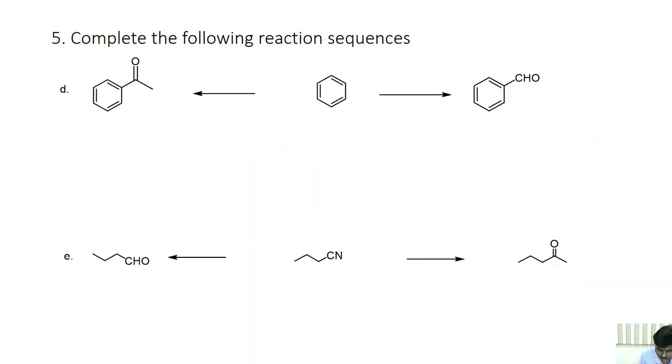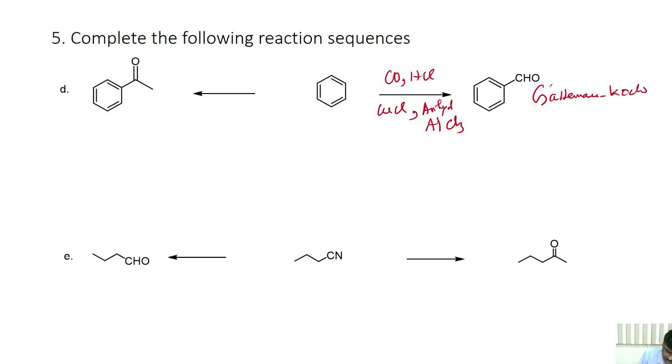Here, the transformation of benzene to acetophenone and benzaldehyde is given. This can be accomplished using carbon monoxide and hydrochloric acid in the presence of copper 1 chloride and anhydrous aluminum chloride. This is known as Gattermann-Koch reaction.